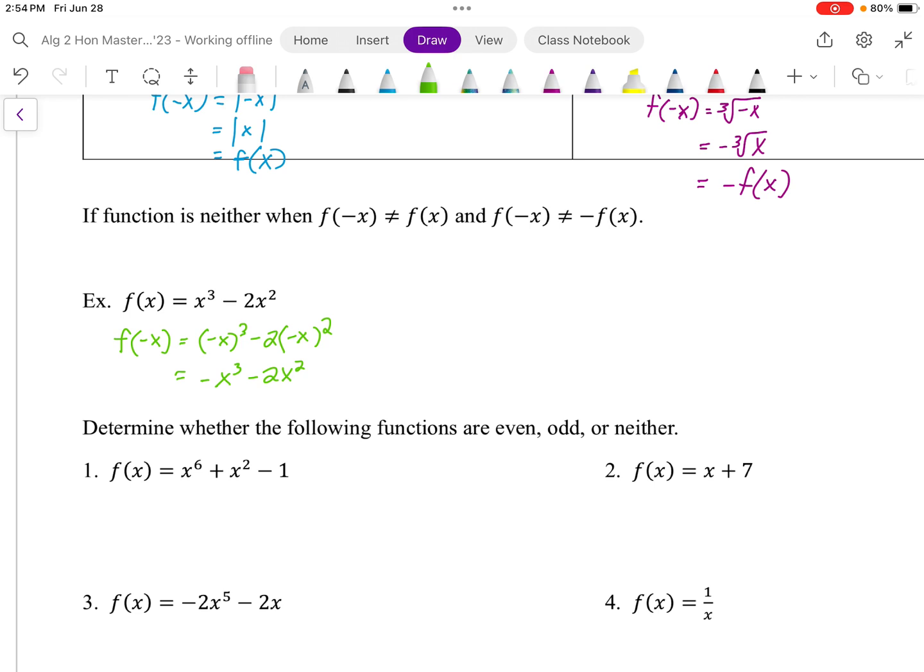minus 2x squared. Now, I want you to look at that and notice, I'm just going to write an arrow off to the side, not equal to f of x. It's not equal to the original f of x, and it's not equal to the opposite of f of x, because the opposite of f of x would be negative x cubed plus 2x squared. Therefore, it's neither.